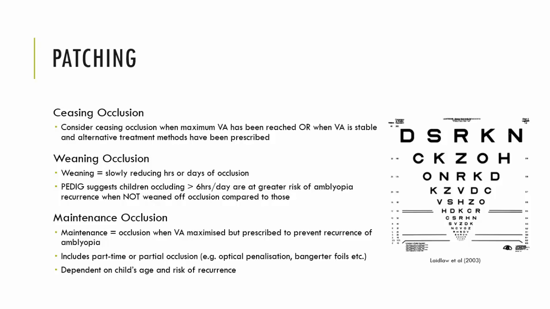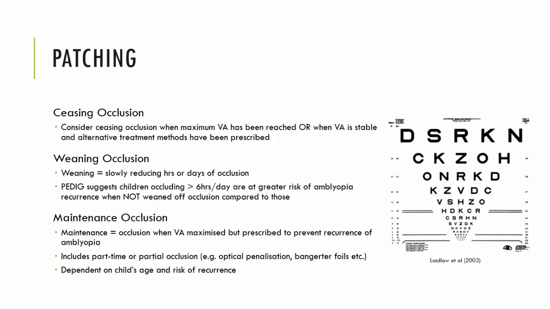We consider VA stable when you've at least had 2 or 3 visits where there's been no change in the visual acuity. Okay, so let's say we're at the point where we've got stable residual amblyopia or we've got equal vision. Do you abruptly stop occlusion? There is suggestion that you should not do that. You should wean off the patching.